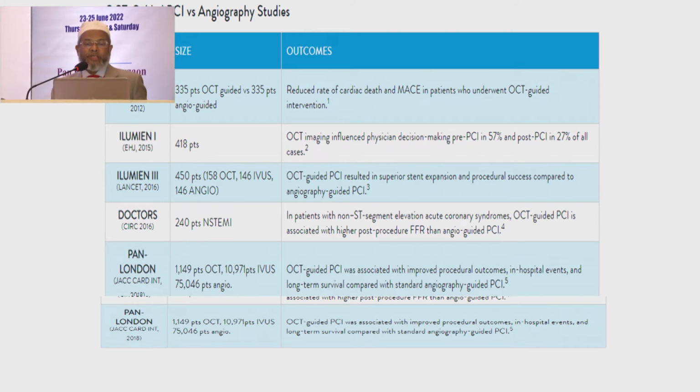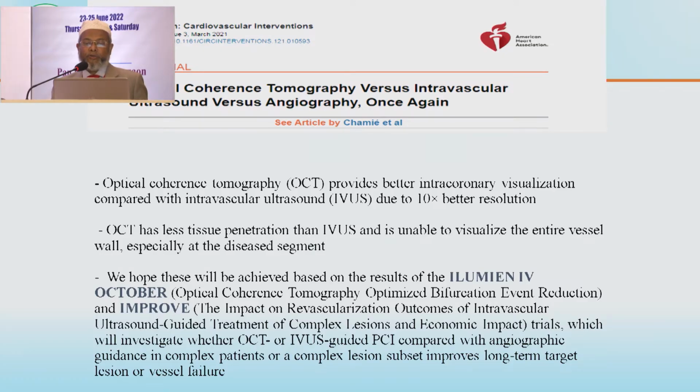OCT guided PCI versus angiography, there are several studies. All these studies show that OCT guided angiographic study is superior to only angiography. And optical coherence tomography versus intravascular ultrasound versus angiography once again. Optical coherence tomography provides better intracoronary visualization compared with intravascular ultrasound due to 10 times better resolution.